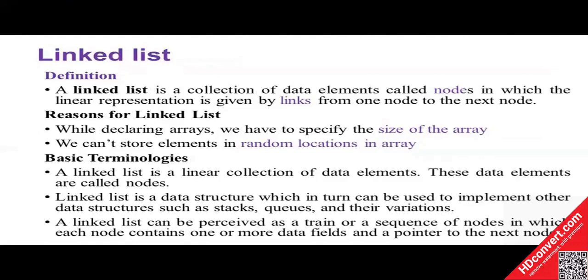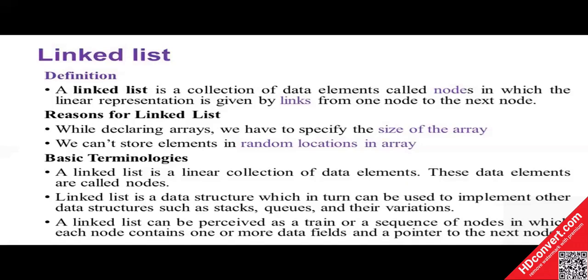What are the disadvantages we have? The main disadvantage is the size of the array. In array-based implementation, we have to specify the size of an array in advance. Similarly, all the elements must be stored in sequential locations. We cannot store the elements in random locations. So in order to overcome these two disadvantages, we go for linked list implementation.